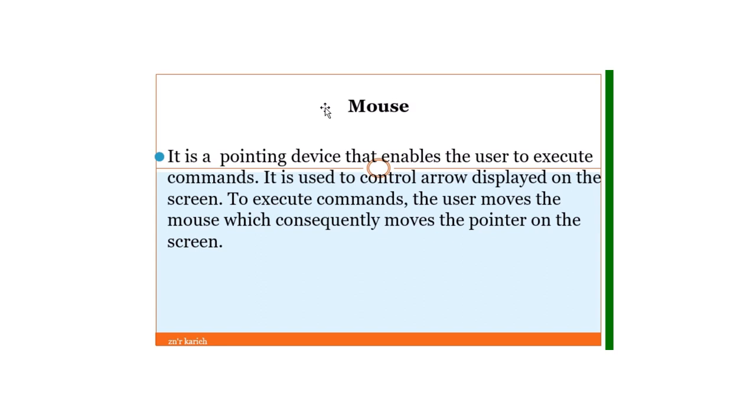A mouse is a pointing device that enables the user to execute commands, and it is used to control an arrow that is displayed on the screen. In order to execute a command, you have to move the mouse, which moves the pointer on the screen, and then the mouse has buttons that you have to click to execute the command. We shall come to most of the mouse cues as we continue.